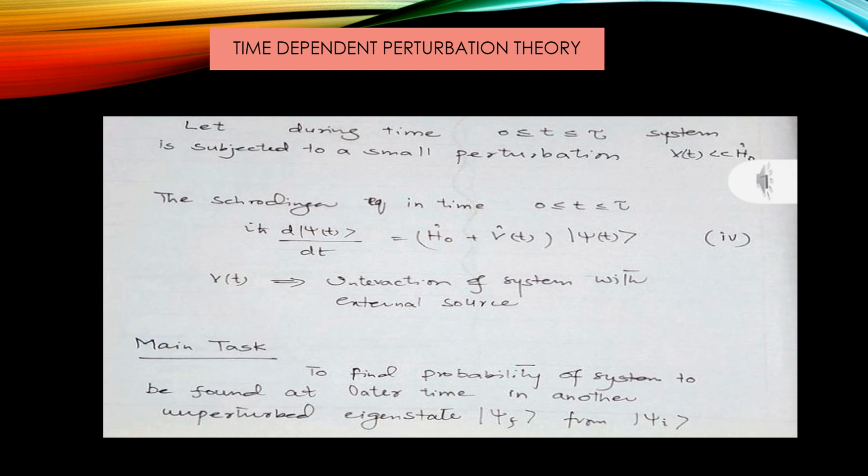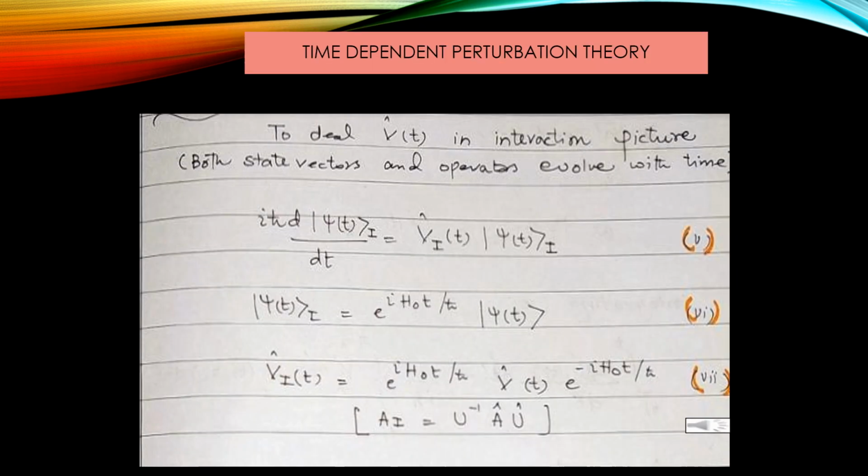The main task of this problem is to find the probability of the system to be found at a later time in another perturbed eigenstate psi f from psi i. Psi f is the final state, eigenstate of the final state, and psi i is the eigenstate of the initial system.